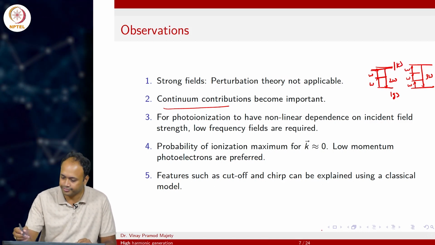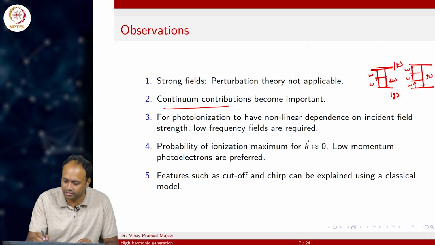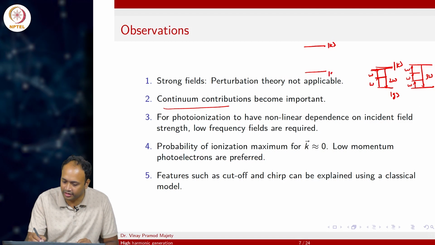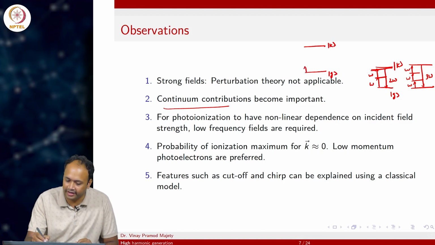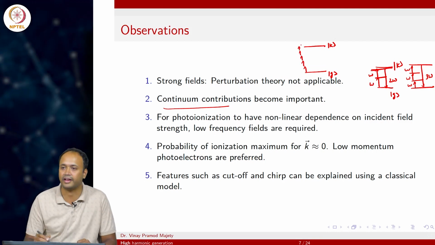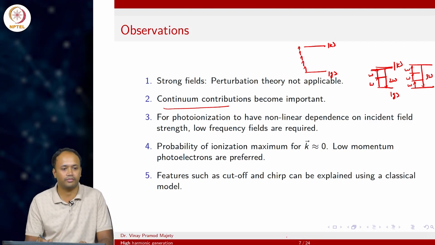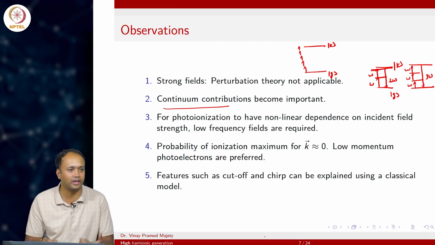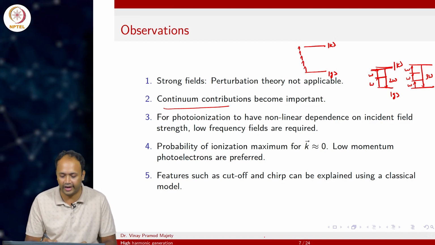So let me maybe draw one more picture. So this is a continuum state, this is the ground state, and it needs to absorb many photons to break this ionization threshold. So I have a multi-photon ionization process. That is how I can build in that nonlinear behavior to be able to generate high harmonics.